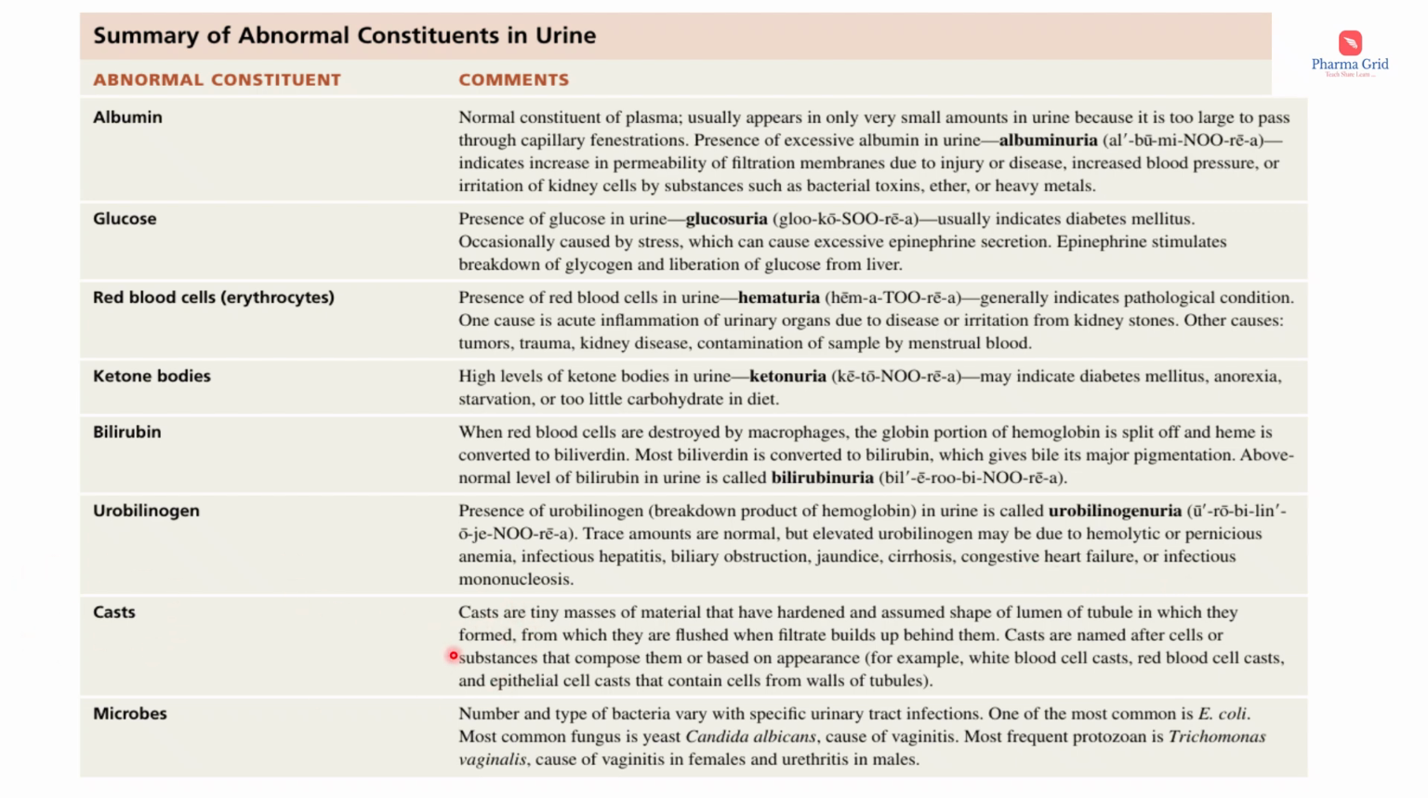Then casts. Casts are tiny masses of material that have hardened and assumed the shape of the lumen of the tubule in which they formed, from which they are flushed when filtrate builds up behind them.